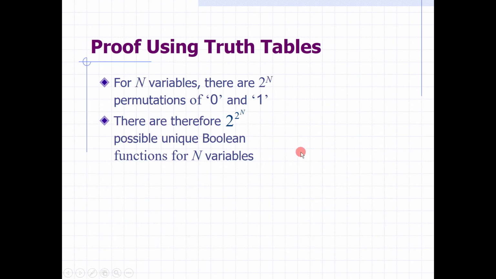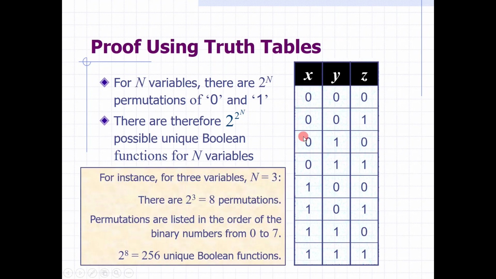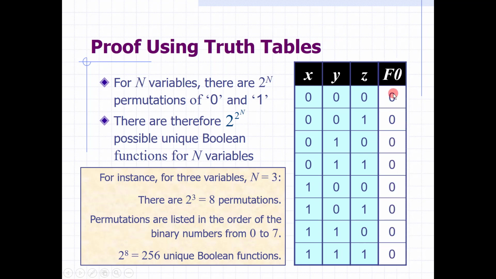So the number of variables, I was just saying, affects how many different Boolean expressions you can have. An example, here's 3 Boolean variables. I've listed all the permutations. They're the numbers 0, 1, 2, 3, 4, 5, 6, and 7. So there are 8 possible inputs. How many different outputs could I have then? Here's one. They could all be 0.